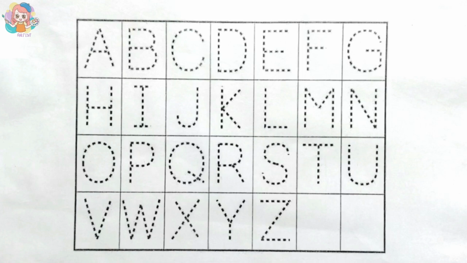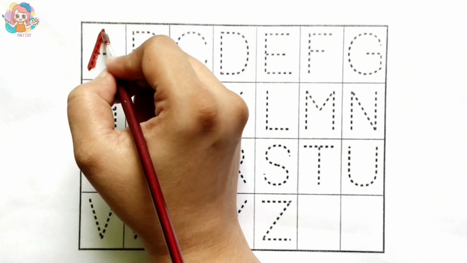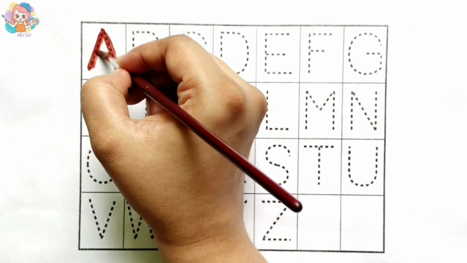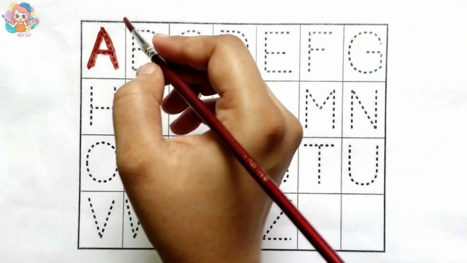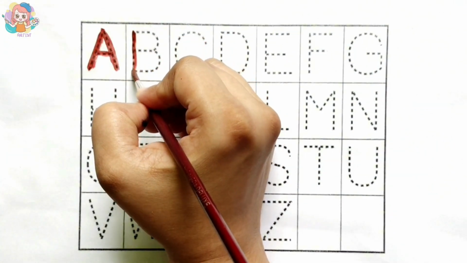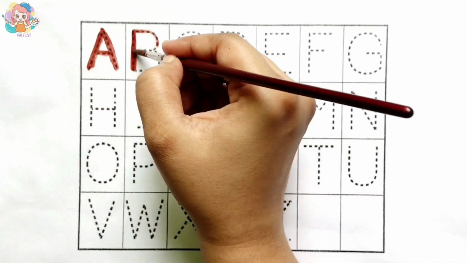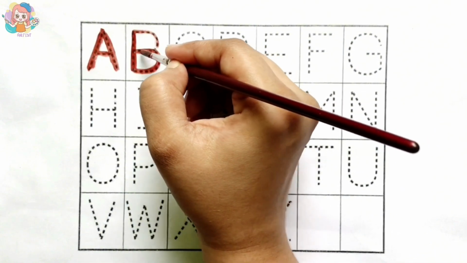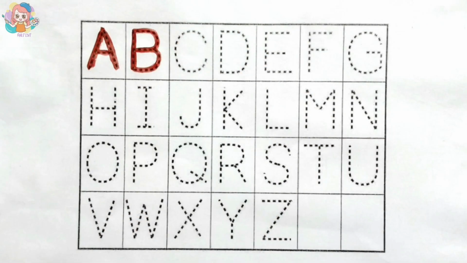Let's paint. Brown color. A for apple. B for bear. Now I know my ABCs. Next time, won't you sing with me?